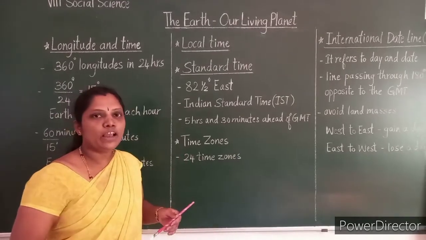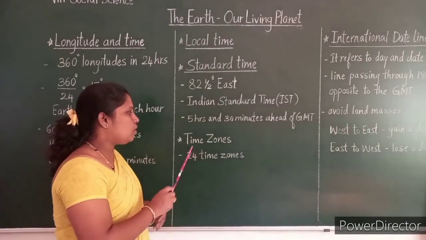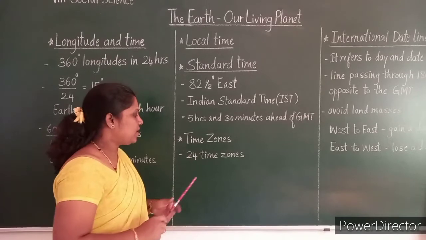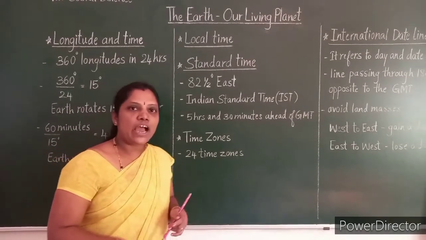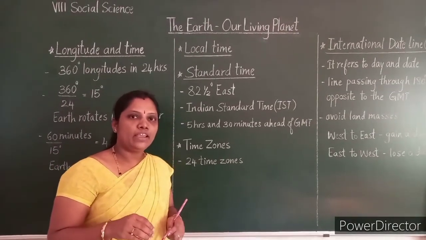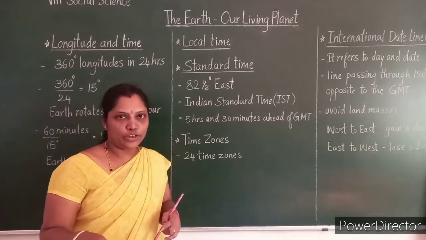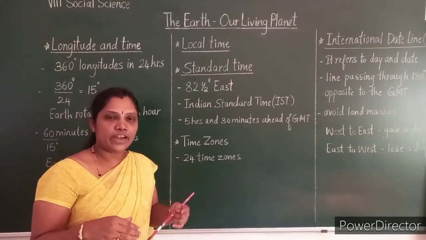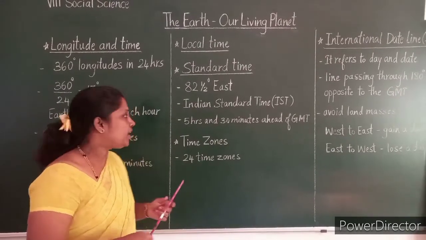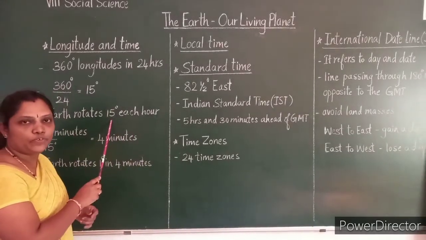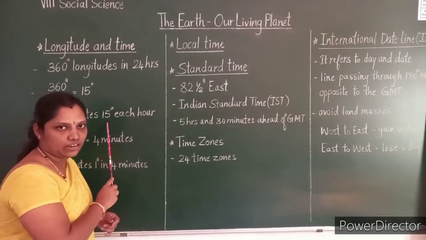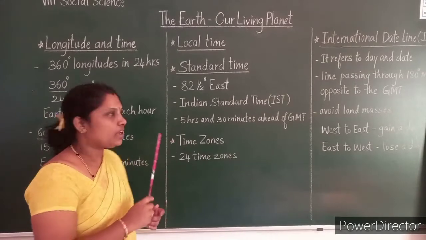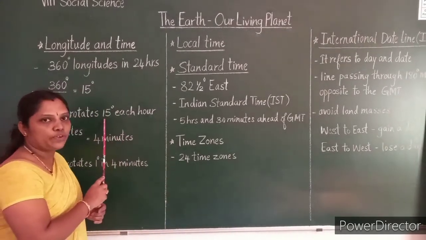Next, we will learn about time zones. Time zones are divided by lines of longitude. They are divided into 15 degrees for each hour.